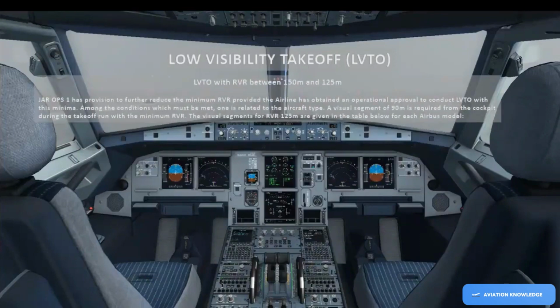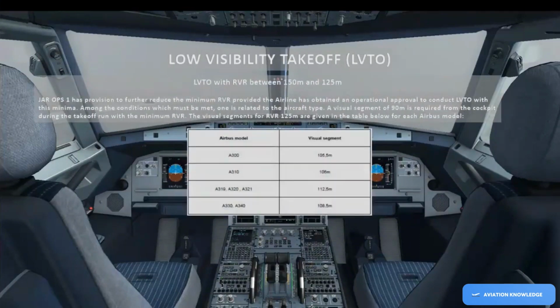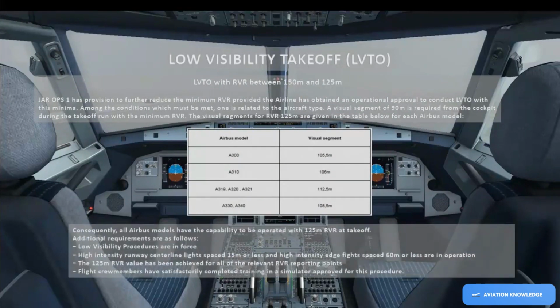Low visibility takeoff with RVR between 150 meters and 125 meters. JAR OPS-1 has provision to further reduce the minimum RVR, provided the airline has obtained an operational approval to conduct low visibility takeoff with these minima. Among the conditions which must be met, one is related to the aircraft type. A visual segment of 90 meters is required from the cockpit during the takeoff run with the minimum RVR.